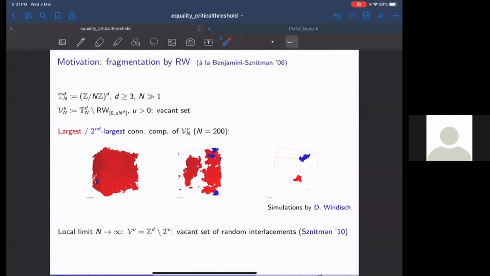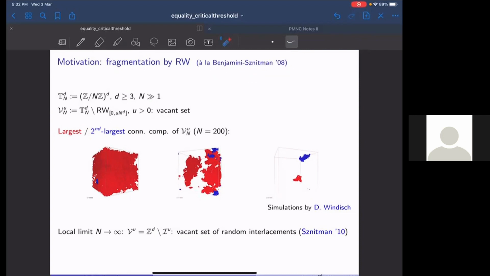Okay, let me start with a model that I'm not going to talk about in this course, but there's a very related model, and this has a much more immediate appeal. Arguably. This is a model inspired by the problem of fragmentation of a domain, or of a cylinder, by a random walk trajectory. It was initiated by Benjamini in work in 2008. So this goes as follows.